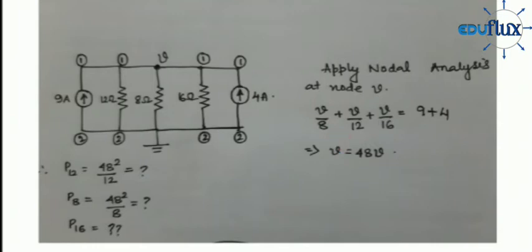Now once we find the node voltage V, finding the power dissipated is nothing but a cakewalk, right? We all know power dissipated is given by V square by R.